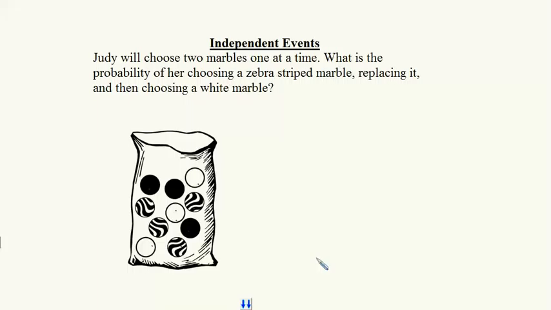Alright, welcome back. In this video, we're going to talk about two different types of compound events. The first type is an independent event. Independent events are two or more events that do not affect each other. The outcome or the occurrence of the first event has nothing to do with the probability of the second event. I will go through an example and hopefully it will make sense after the example.